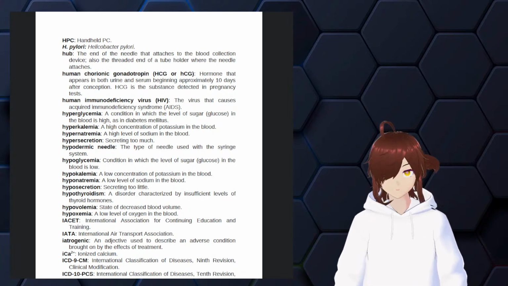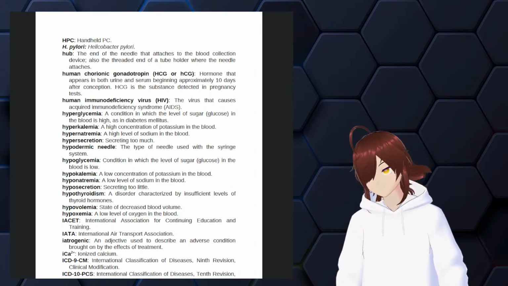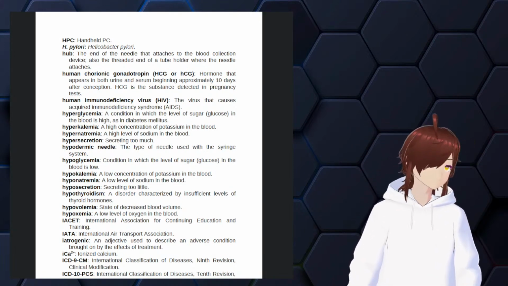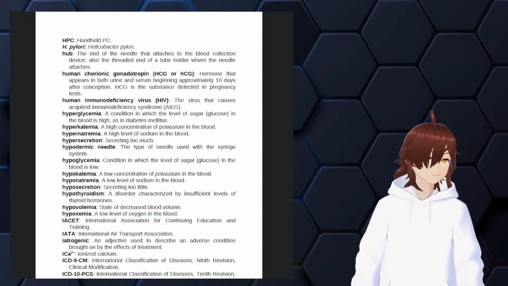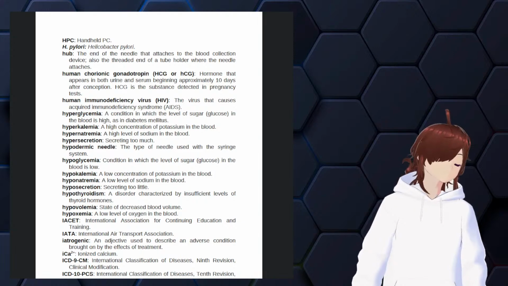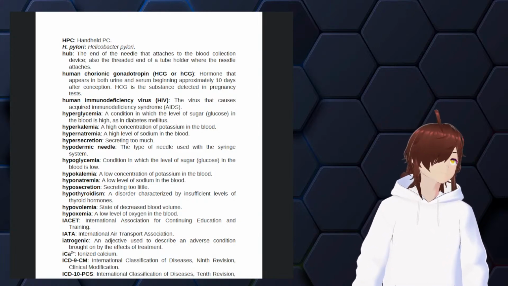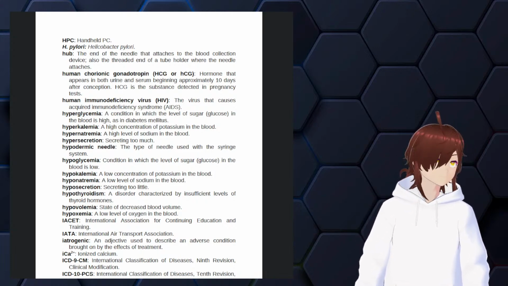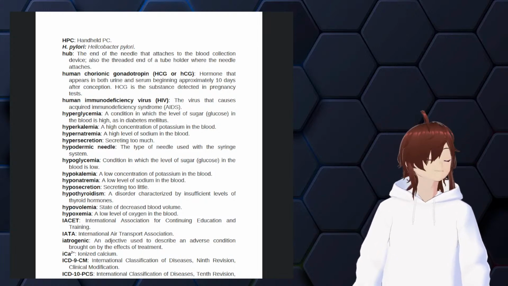Human chorionic gonadotropin, HCG, hormone that appears in both urine and serum beginning approximately 10 days after conception. HCG is the substance detected in pregnancy tests. Human immunodeficiency virus, HIV, the virus that causes acquired immunodeficiency syndrome, AIDS. Hyperglycemia, a condition in which the level of sugar, glucose in the blood is high, as in diabetes mellitus. Hyperkalemia, a high concentration of potassium in the blood. Hypernatremia, a high level of sodium in the blood.